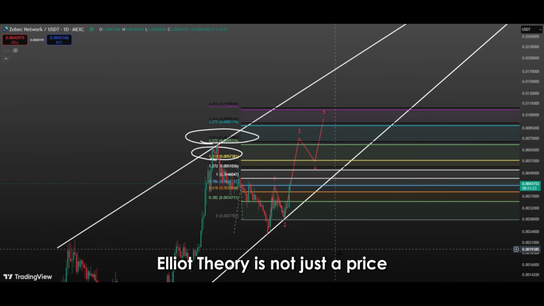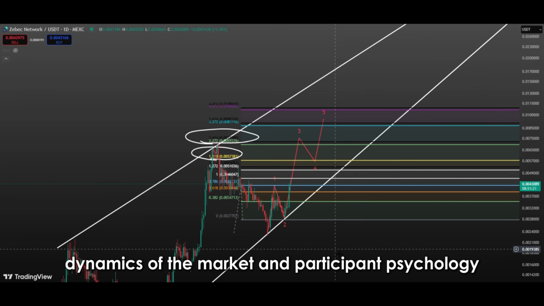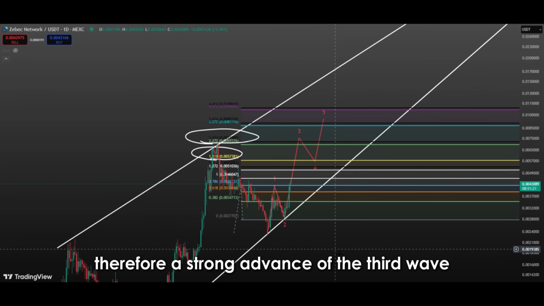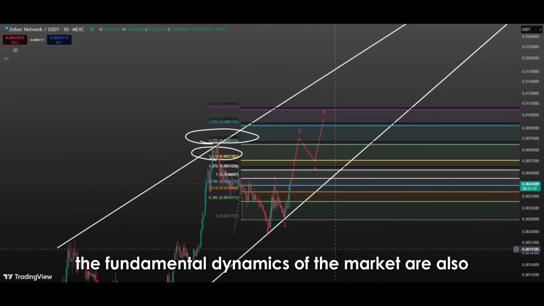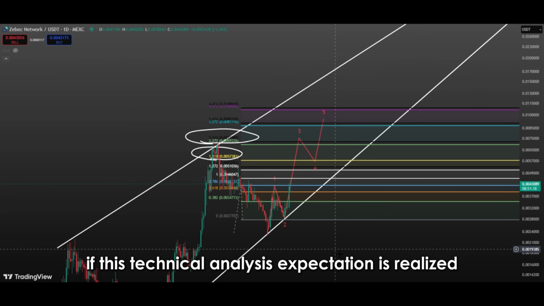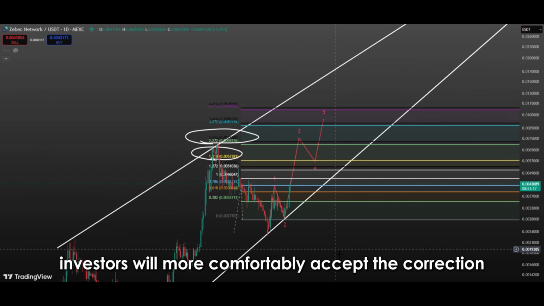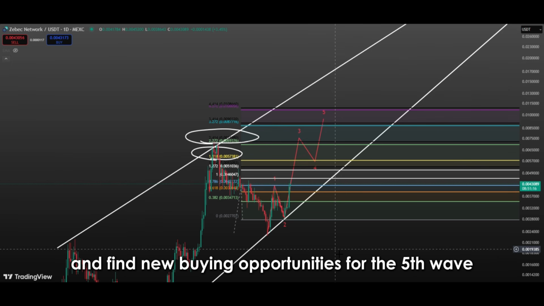Elliott theory is not just a price action-based analysis method, but also helps understand the internal dynamics of the market and participant psychology. Therefore, a strong advance of the third wave towards the 1.618 and 2.272 levels indicates that the fundamental dynamics of the market are also positive and that investor expectations are aligned with a bullish outlook. If this technical analysis expectation is realized, investors will more comfortably accept the correction phase of the fourth wave and find new buying opportunities for the fifth wave.